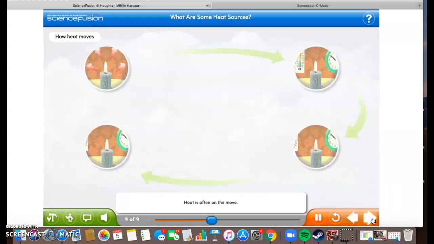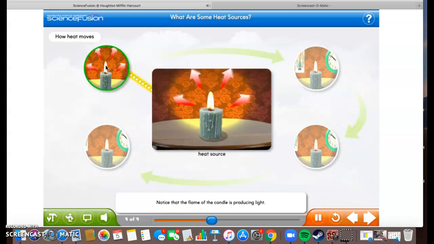Heat is often on the move. It always goes from warmer areas to cooler areas. The only time that heat doesn't move from one object to another is when they're the same temperature. Click the picture on the top left to find out more. Notice that the flame of the candle is producing light. It is also producing heat. The temperature of the flame is higher than the air temperature. Heat moves from the candle to the air surrounding it.